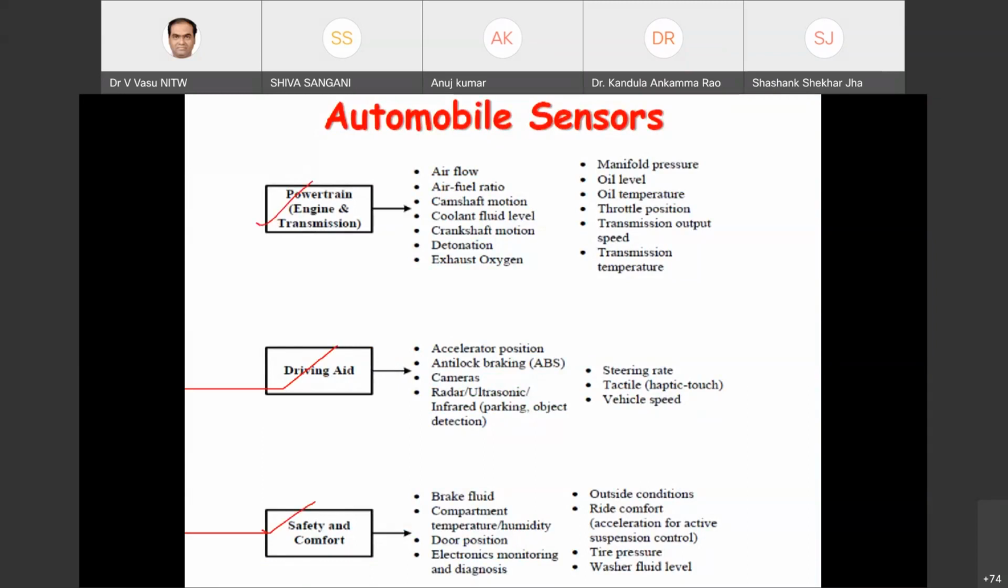So we are going to have these main classifications of automobile sensors. I will discuss how we can have the safety and comfort sensors. We have MEMS based sensors used in the safety and comfort area of automobile engineering. At the same time, for autonomous driving of vehicles, we also need autonomous sensors. That also I will discuss.